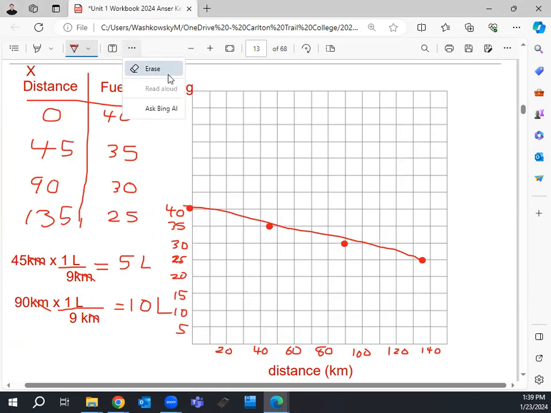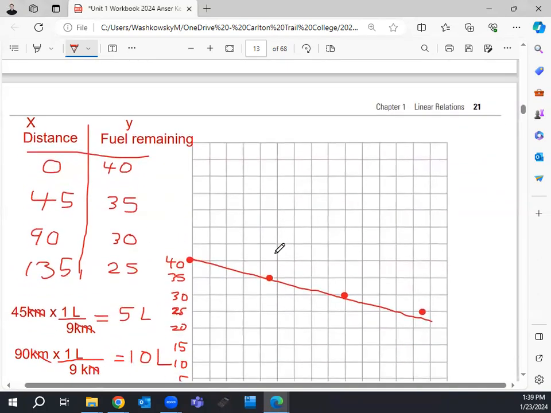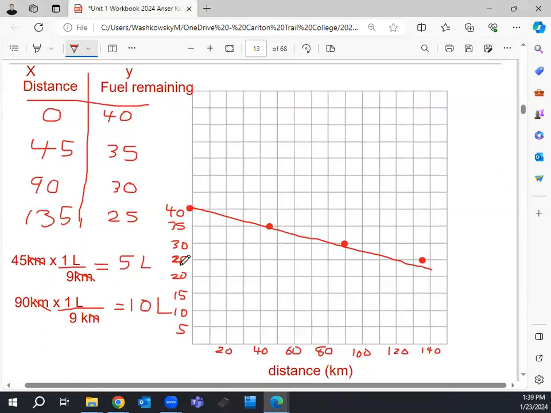So I am going to make that neater. But as we can see, as this graph goes from left to right, it is going down. It has a negative slope. So you should get a graph that kind of looks like this.